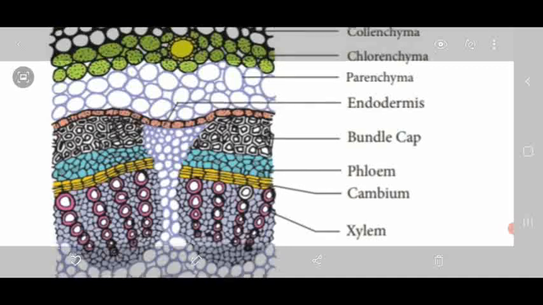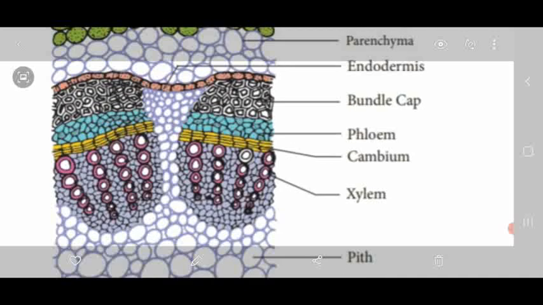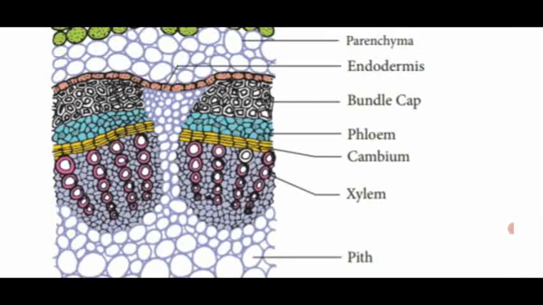The next one, vascular bundle. The xylem and phloem are arranged in the same radii, so it is a conjoined vascular bundle. The phloem is facing the outer surface, so that is a collateral vascular bundle. Between the xylem and phloem, cambium is present, so this is the open vascular bundle.